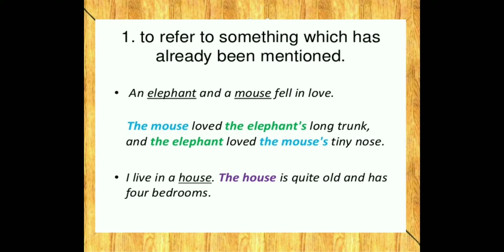Similarly, in the next example, it is written that I live in a house. Now here the noun house is used for the very first time. That's why we will use a with house. But when we will use the same noun again in the sentence, then we'll replace a with the. The house is quite old and has 4 bedrooms.